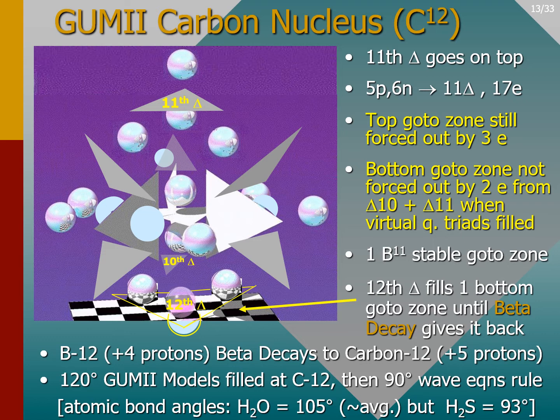But for sulfur-32, an atom that has 32 triangles, and the same 2 hydrogen atoms attached, the atomic bonding angle is down to 93 degrees. The triangles are just too loosely bound, and the GUMII structure seems to have lost almost all influence by the time the mass numbers get much above 16.